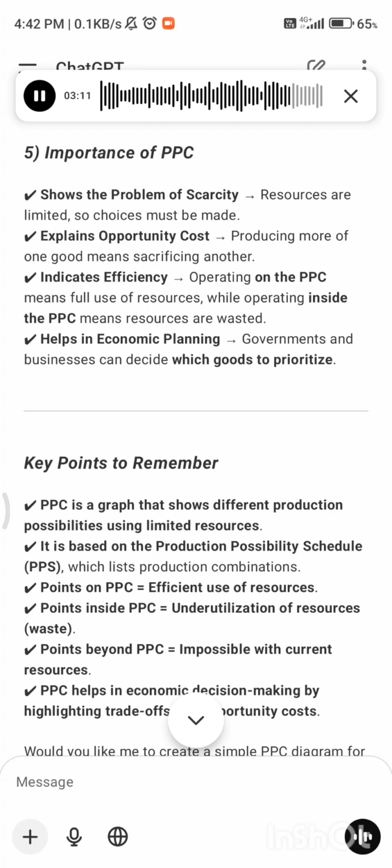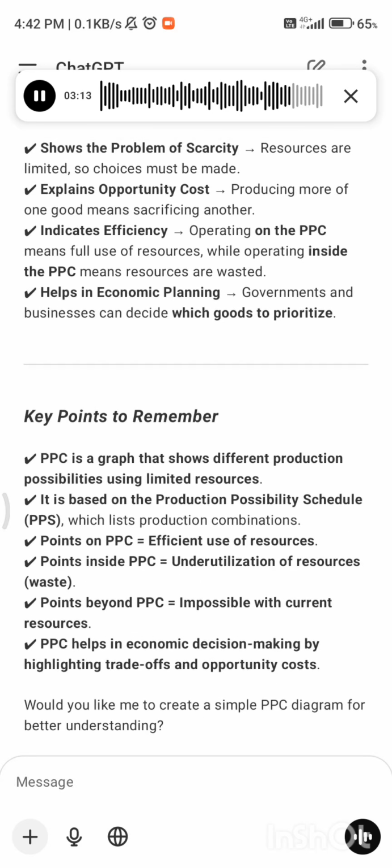Key points to remember. PPC is a graph that shows different production possibilities using limited resources. It is based on the Production Possibility Schedule, PPS, which lists production combinations. Points on PPC equal efficient use of resources. Points inside PPC equal underutilization of resources, waste. Points beyond PPC are impossible with current resources. PPC helps in economic decision-making by highlighting trade-offs and opportunity costs.